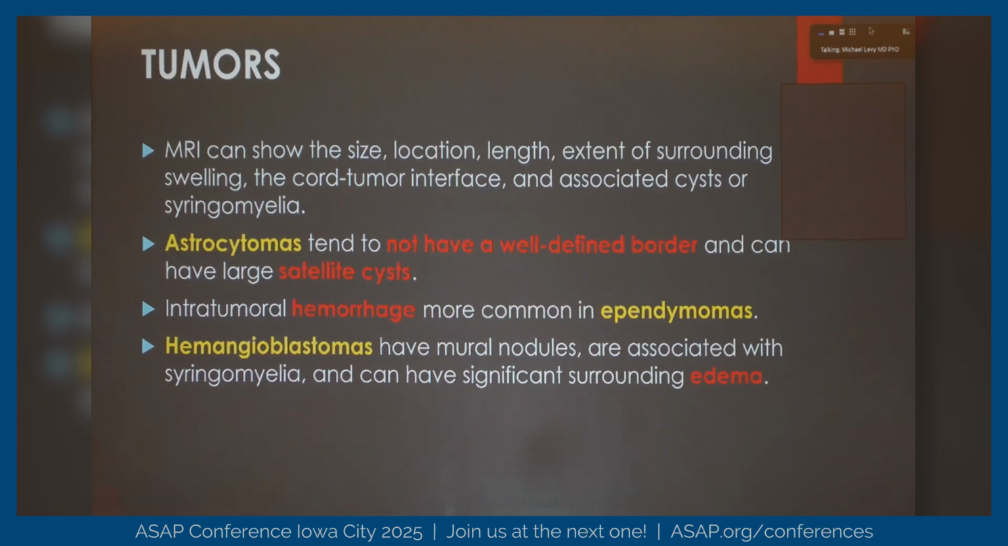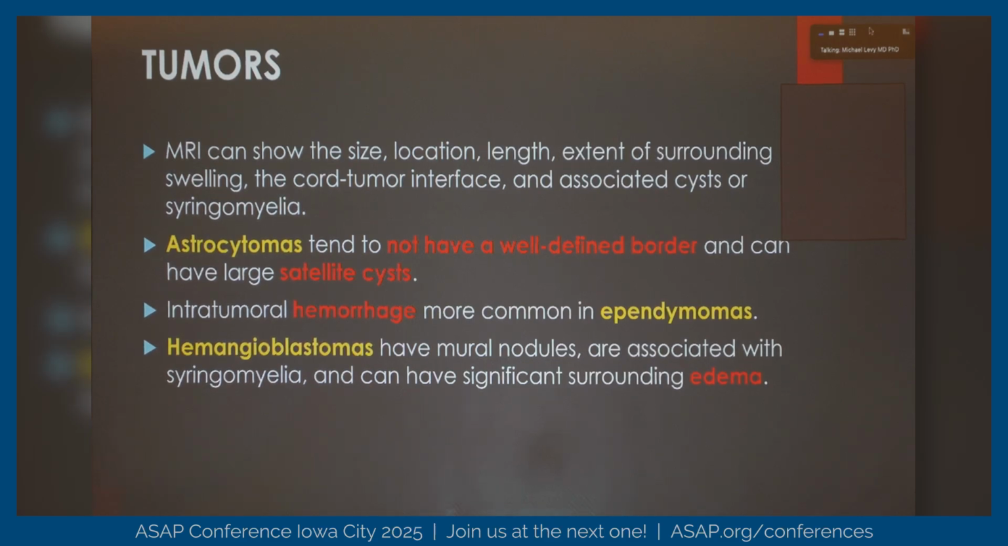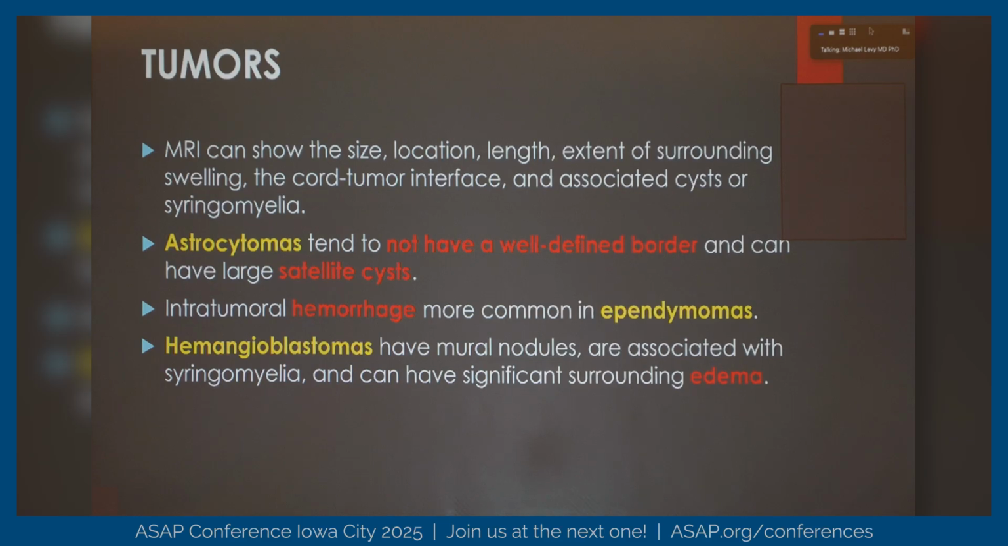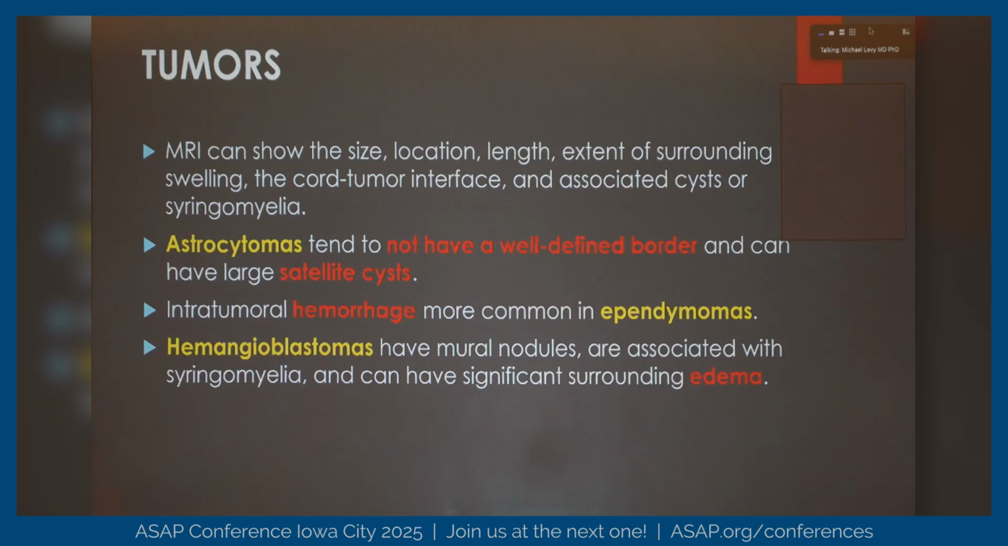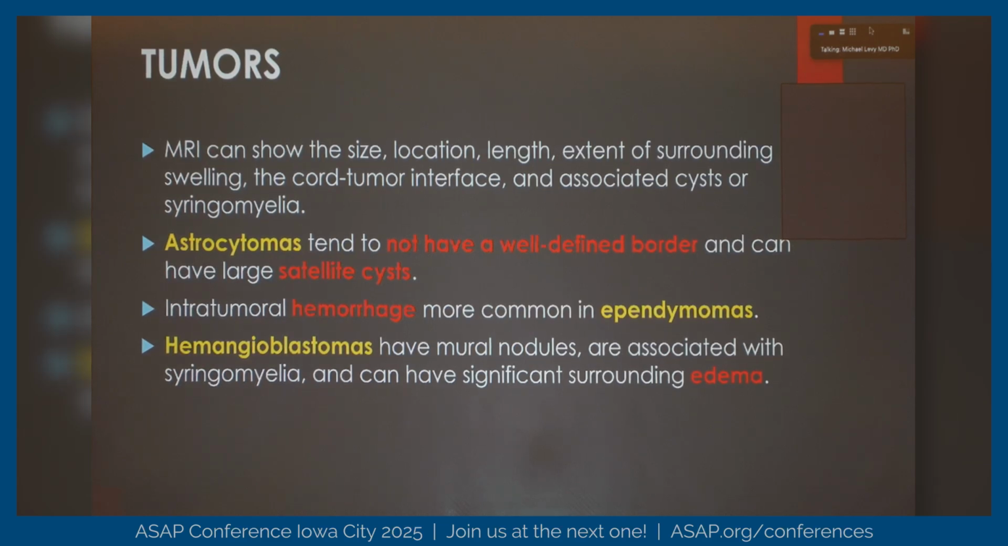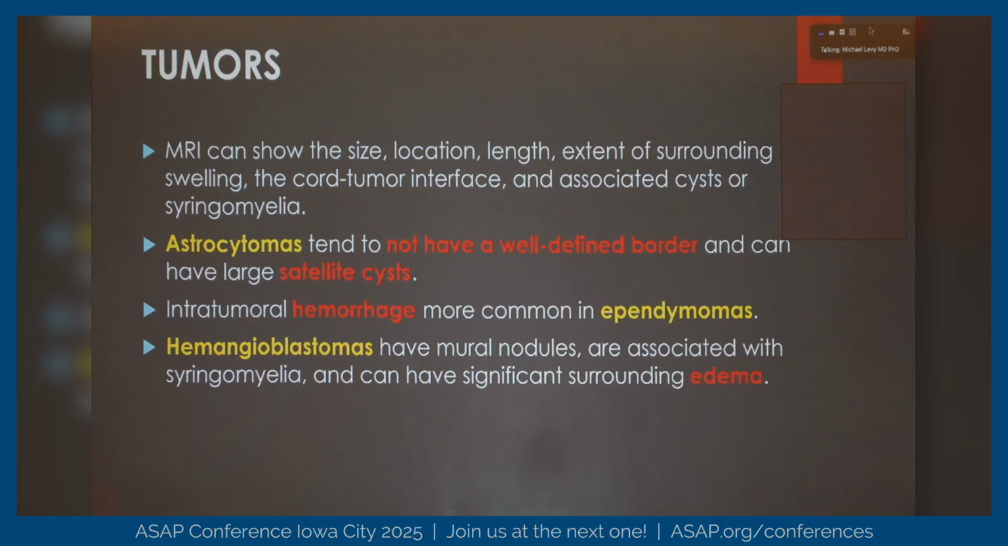Tumors are another etiology. The imagery that we get with regard to tumors now can really give us a good deal of information and lead to many assumptions, but also create an environment where we get serial studies given the likelihood of somebody forming a syrinx. And this can be the size, location, length, extent of surrounding edema, spine-tumor interface, associated cystic changes, and such. It also gives us a sense of the type of tumor, and specific variables associated with that are associated with syrinx formation.